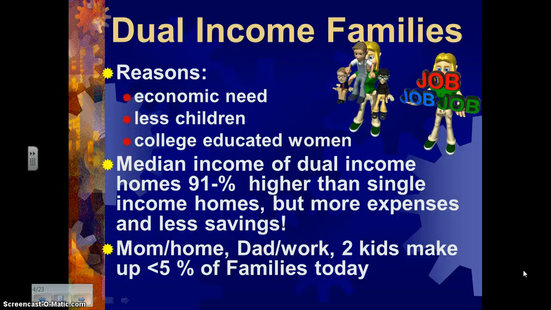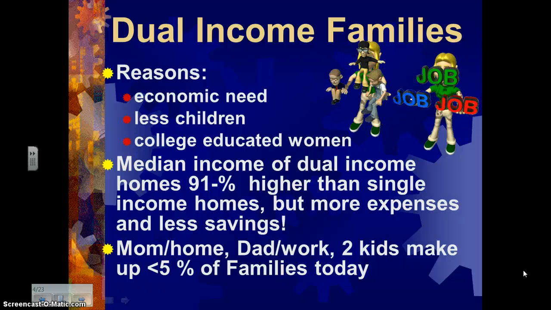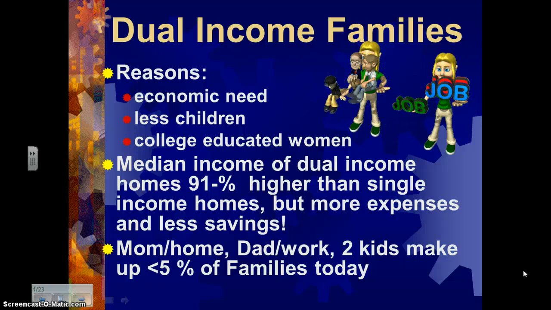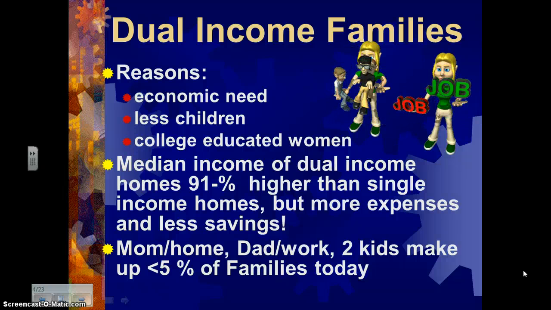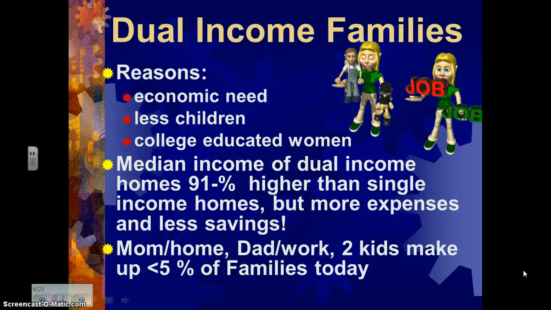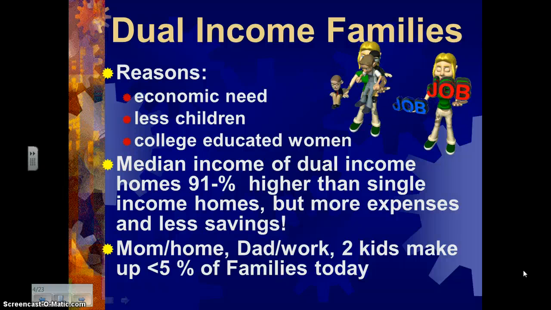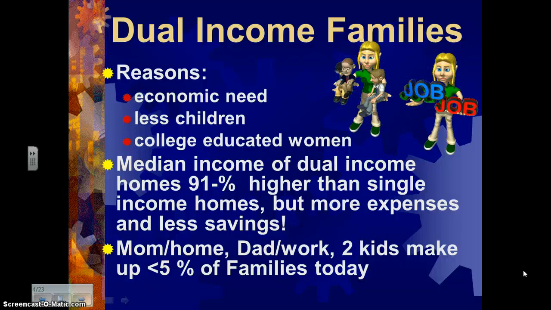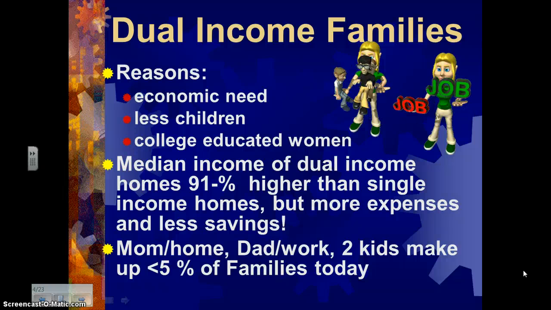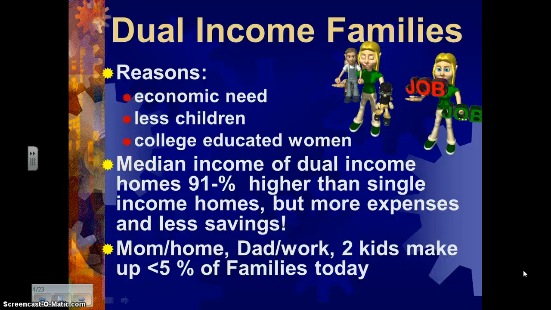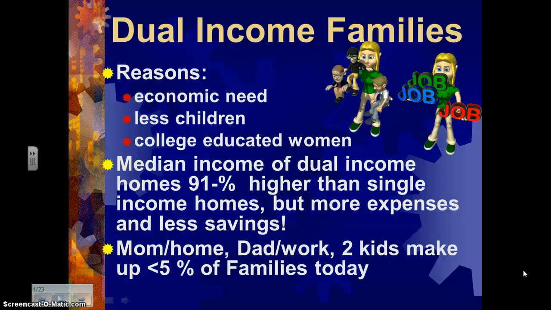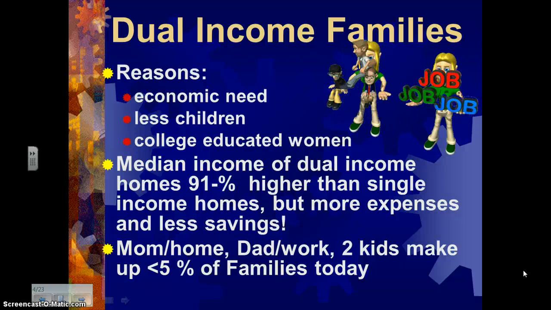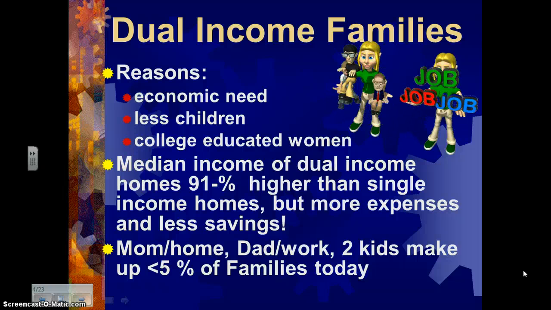And women are college educated nowadays. So women, they want to get into the workforce. They want to have a career of their own. There's a number of factors that have led to many families becoming dual income families. And we found that in these families, their incomes tend to be about 91% higher than single income families. But it's kind of interesting because research shows that they do tend to have more expenses and actually less savings than a single income family. So it's not always just a perfect scenario.